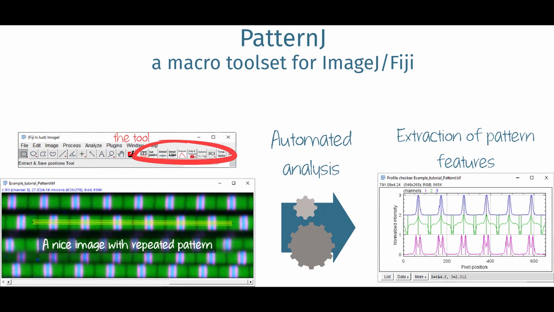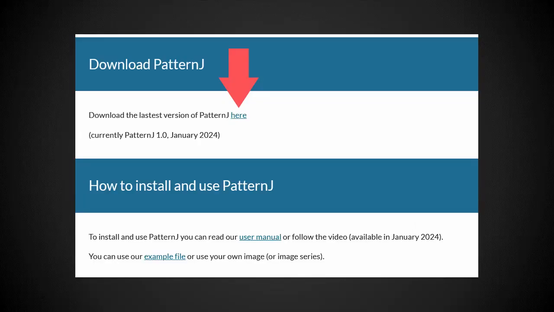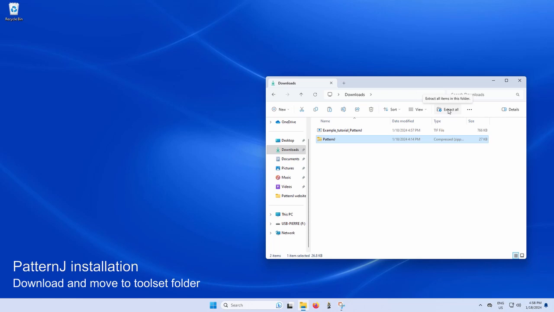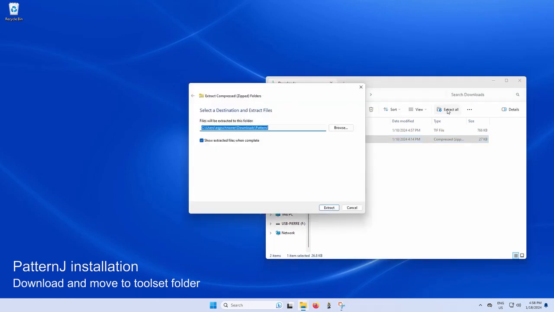To use PatternJ, you will first need to install it. The installation is very simple. You first need to go to the PatternJ website to download the toolset. Follow the link provided and download the zip file. Once the zip file is downloaded, extract it and move its content to the ImageJ or Fiji macro toolset folder.